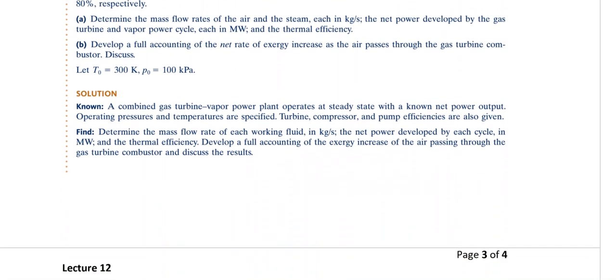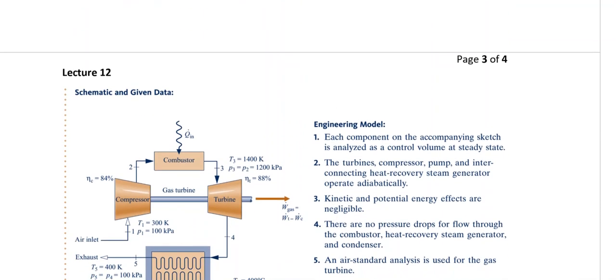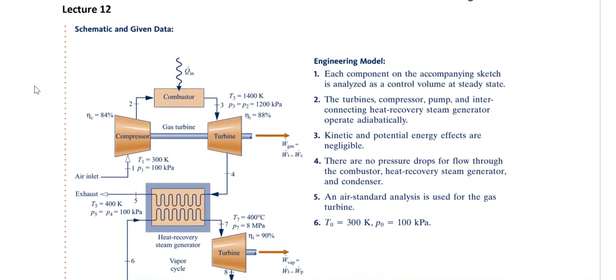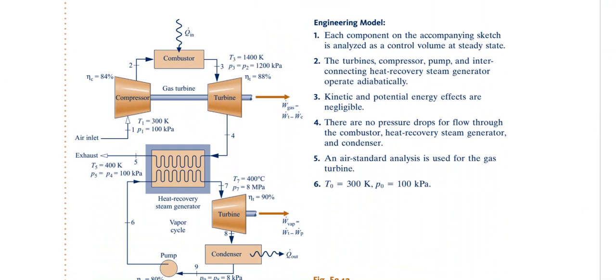For the combined cycle, we have the inlet condition, which is a temperature of 300 Kelvin and a pressure of 100 kPa, which is 1 atm. The power plant operates at steady state with the known net power, and obviously the other conditions are known. The turbine, compressor and pump efficiencies are also given. So we have the control volume conditions anyway.